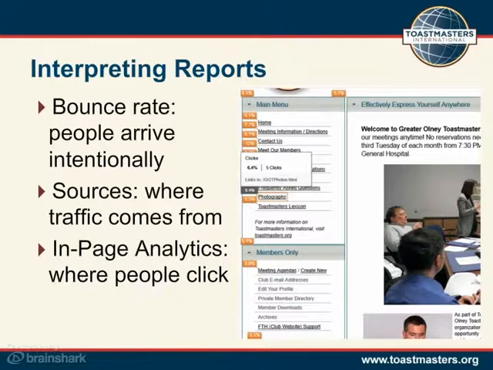Another report that you can use is the source report, and that tells you where your traffic is coming from. You can see if people are coming from search engines, if they're coming from the Toastmasters International website, if they're coming from blog links or other resources. This information can be used to measure the success of placing a link to your club website on another website, such as a town information page, a recreation page, Craigslist, or on a company website.